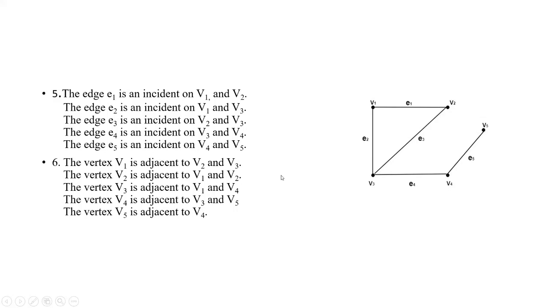Then adjacency: the vertex V1 is adjacent to V2 and V3. V2 is adjacent to V1 and V3. The vertex V3 is adjacent to three vertices, that is V1, V2 and V4. V4 is adjacent to V3 and V5. V5 is adjacent to V4.